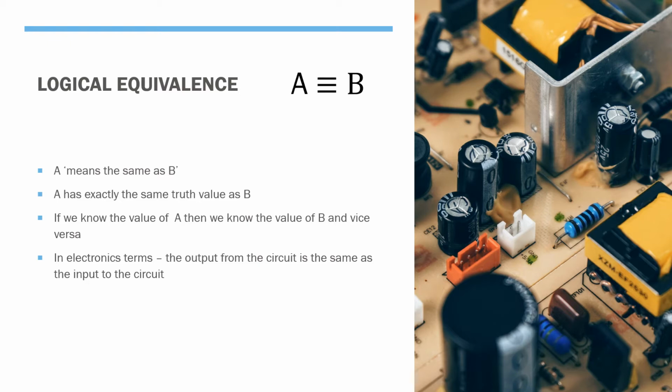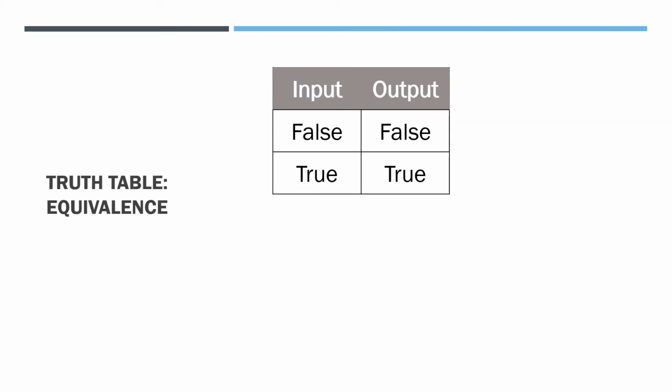And using logical symbols, we'd write it like this. Sometimes we just write A equals B, or we use a triple line like this, and that means A and B are logically equivalent, similar to saying that two expressions are mathematically equivalent. And we can represent the action of this circuit by using a truth table, and the truth table shows the inputs to the circuit and the output from the circuit. So if the input is off or false, the output will also be off or false, and if the input is on, the output will be on.